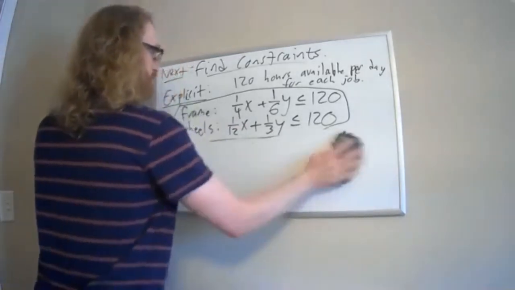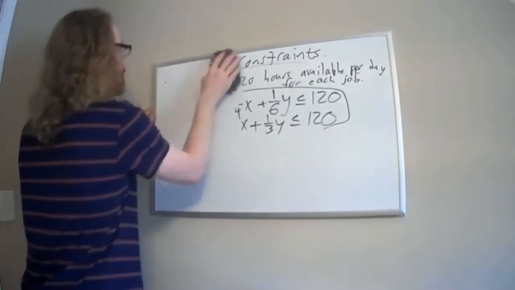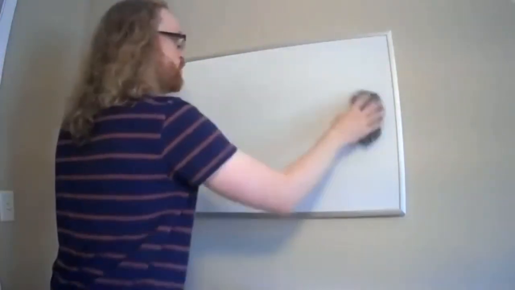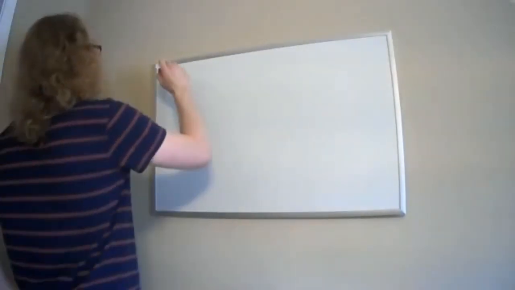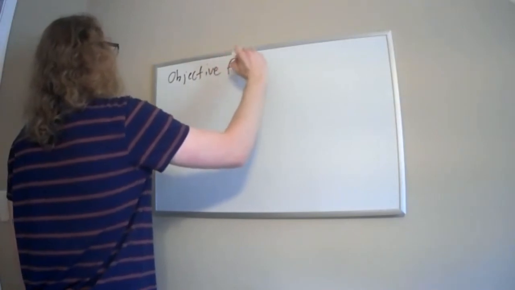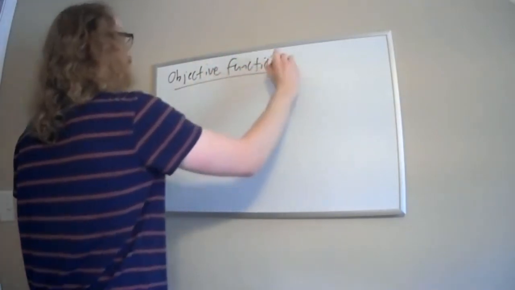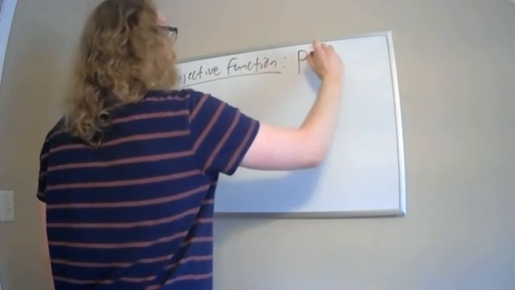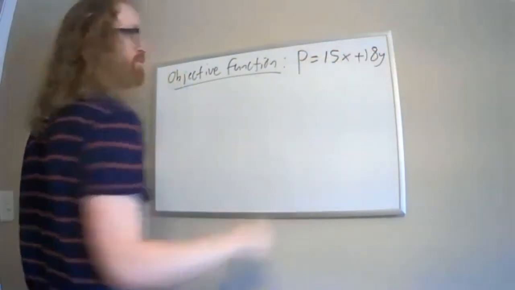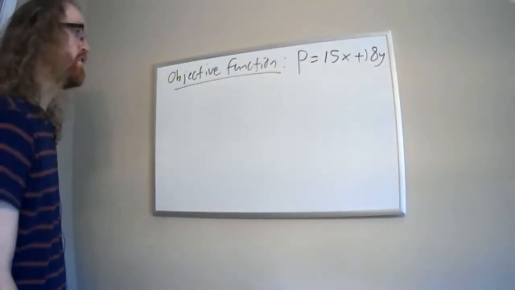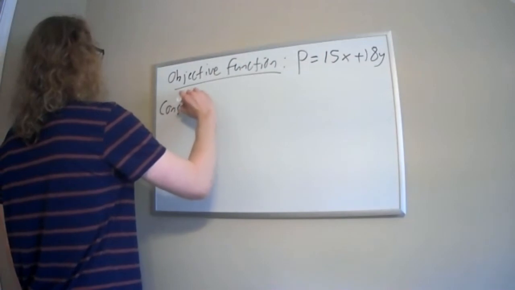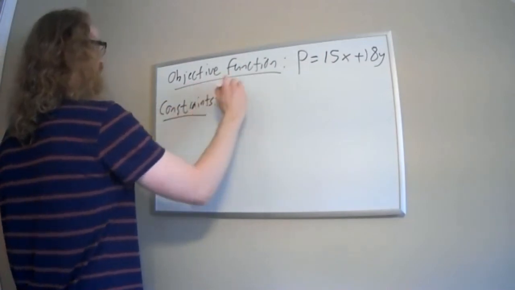Okay, so let's summarize everything in a nice handy all-in-one board here together. So we found our objective function. It was P equals 15x plus 18y, and this represented our profit in dollars. And then we had our constraints, which was a big system of inequalities.